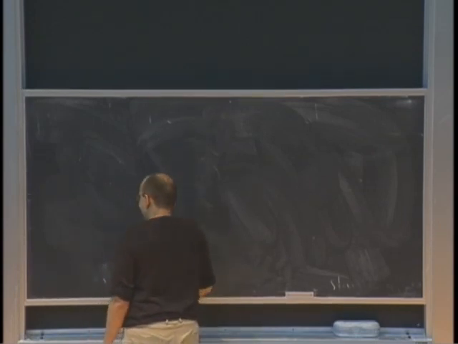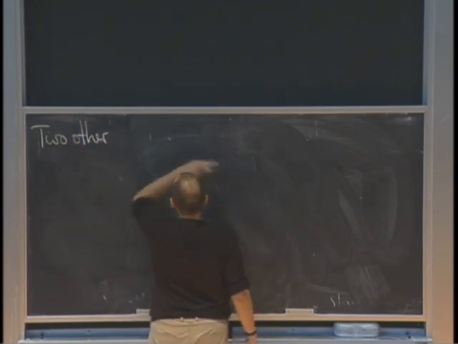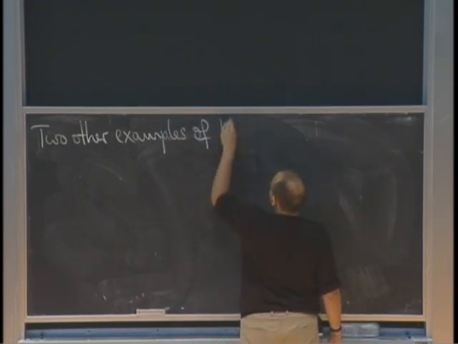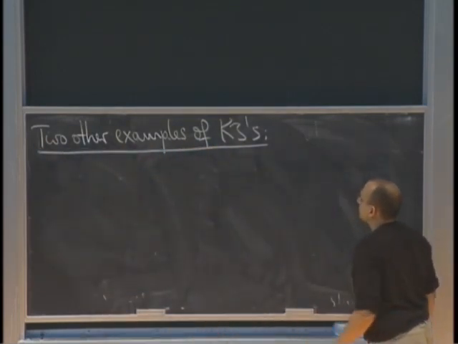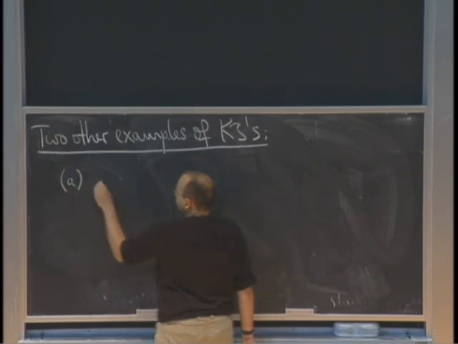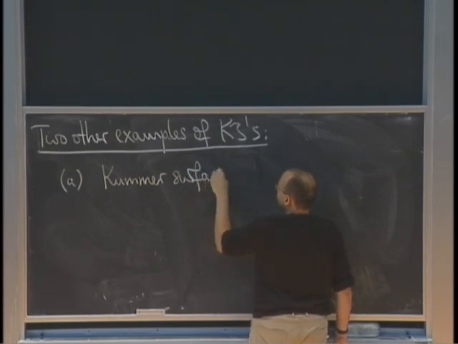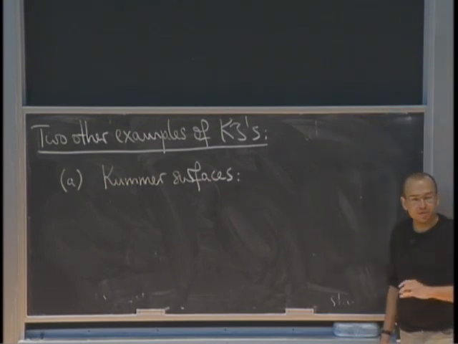I'm going to give you two other examples of K3s, so not just quartics. Concrete examples of K3s. The first one is the Kummer surfaces. These are examples where you can begin to see what the Ricci flat metrics provided by Yau's theorem actually look like. Special K3 surfaces that are so explicit that you can make an educated guess as to what the Ricci flat metric should be.